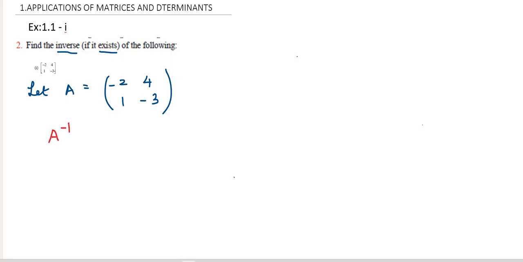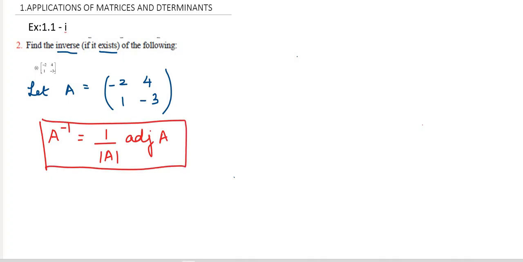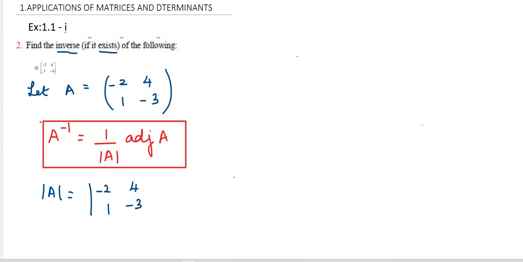You know A inverse is equal to 1 by determinant of A into adjoint of A. So to find A inverse, we have to calculate the determinant of A. Determinant of A is equal to determinant of [-2, 4; 1, -3], which is equal to (-2)(-3) - 4, which is 6 - 4 = 2, not equal to 0. So we have seen that the determinant is not equal to 0.